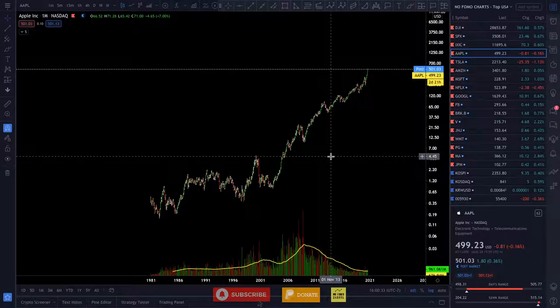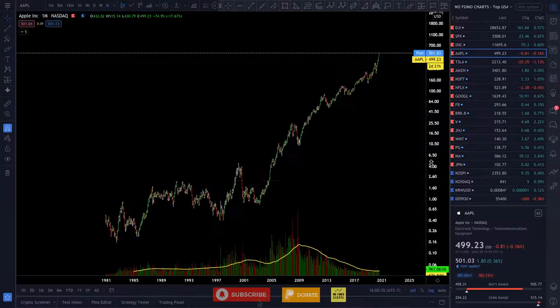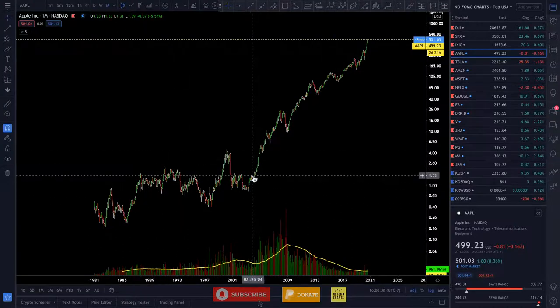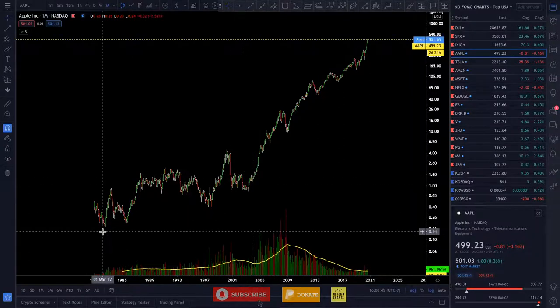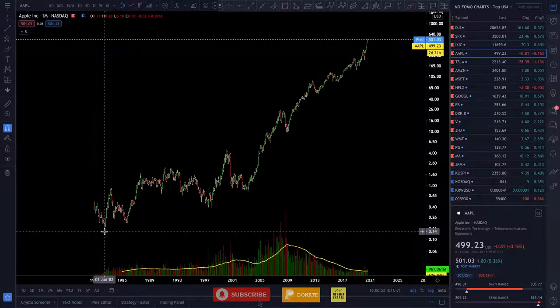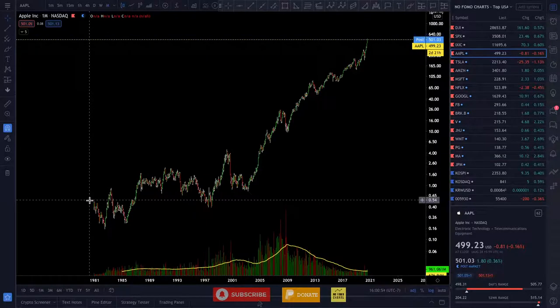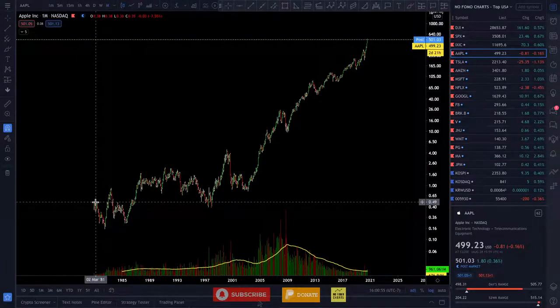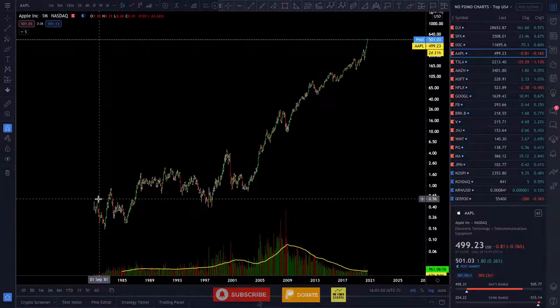All right, so first thing I'll do with Apple is just zoom out and understand the long-term history of Apple, where there's a monthly chart. Every candle, every bar is 1 month of price action. So long time ago, probably before anyone watching this was born, Apple IPO'd at 50 cents a share somewhere in December 1980.